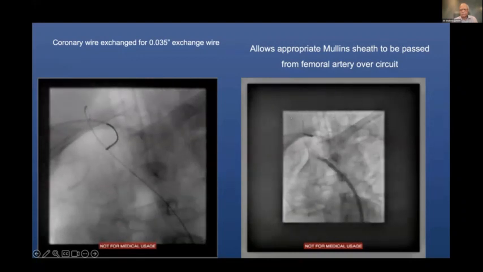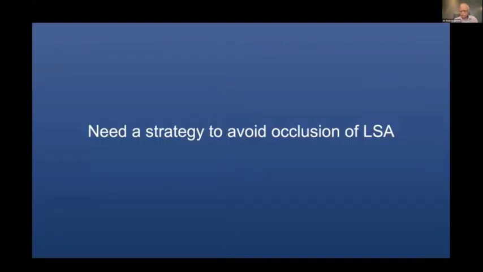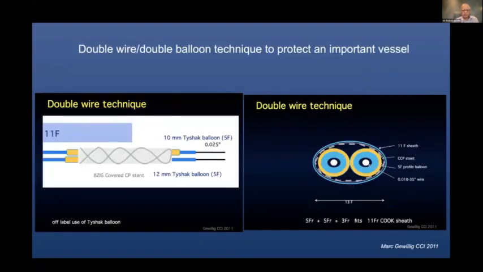Now, of course, having got the sheath through, we have to work out a strategy to avoid occluding the left subclavian artery. And this is where Mark Gavilik's double balloon, double wire technique is very useful, where we put two wires in place, mount the stent over two balloons, and then advance these from the femoral artery.